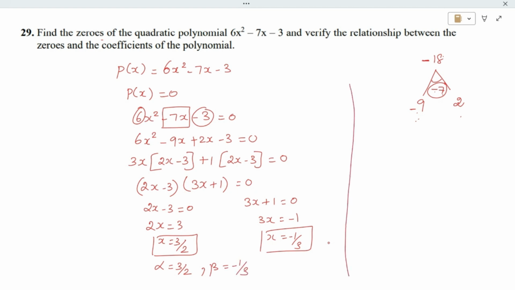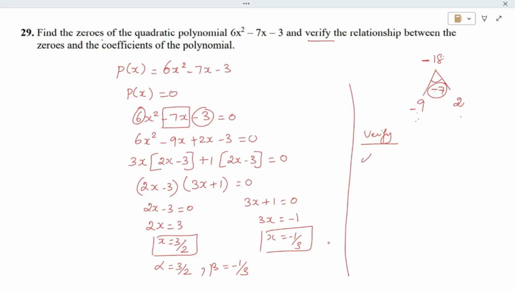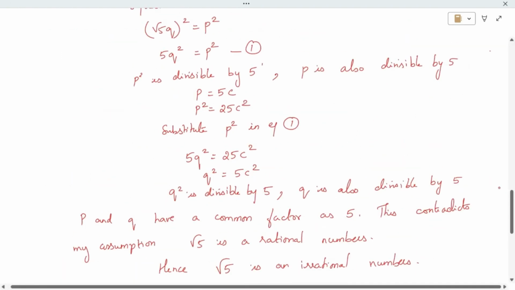Now I am going to verify. Okay, so the next step is to verify the relationship. How will you verify? We have the relation alpha plus beta is equal to minus b by a, isn't it? So what is alpha plus beta? First, let me add the two zeros. 3 by 2 minus 1 by 3. That is 9 minus 2 by 6. I'm taking LCM, so that is going to be 7 by 6.